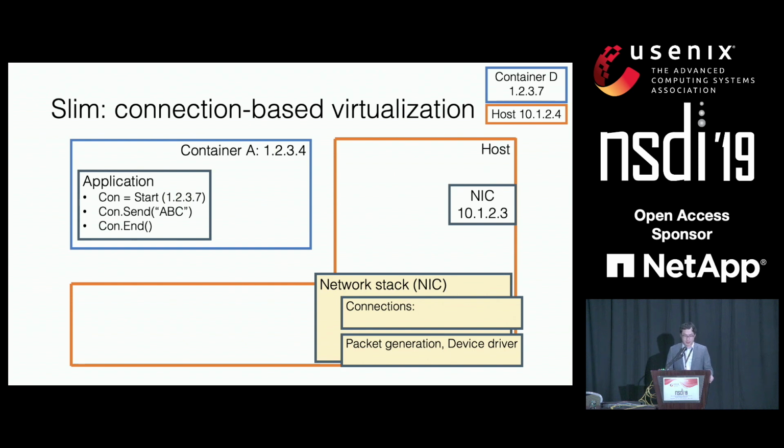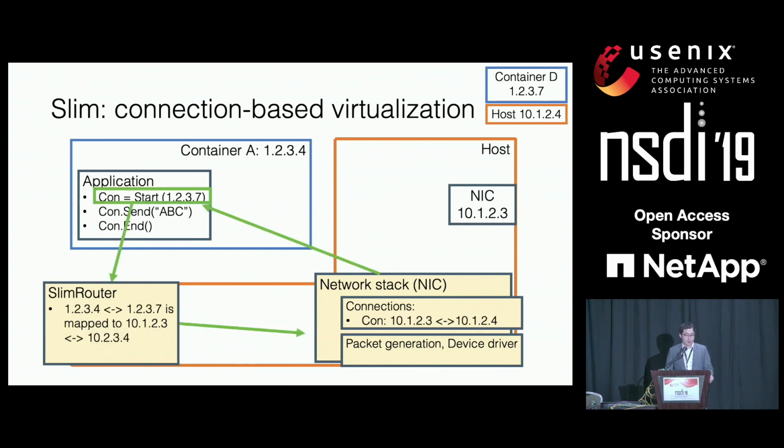So Slim does this: first, for network virtualization, Slim uses connection-based virtualization. We implement a process on the host machine called Slim router. What it does is translate a connection in the virtual network to a connection in the host network. So when the application wants to create a connection to container D, the Slim router will receive this request. And the Slim router will say, this connection between container A and container D is nothing but a connection between the two hosts. And it asks the host network stack associated with the physical NIC to create a capability or file descriptor for the application.